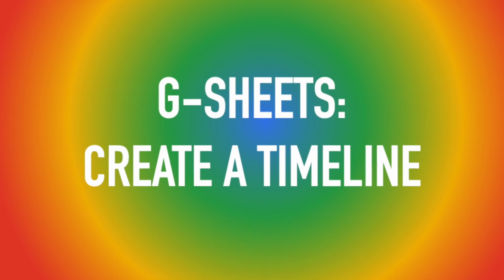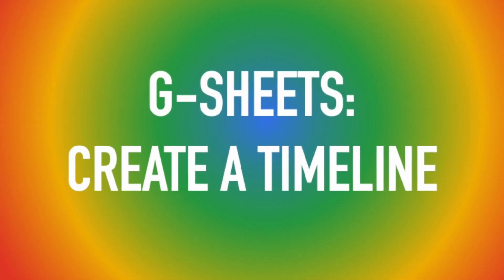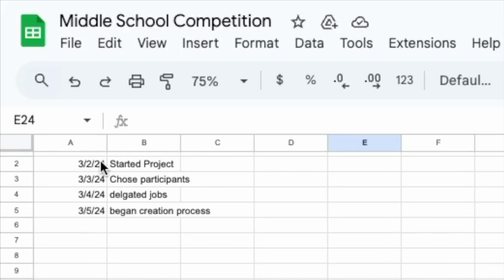Timelines are a great way to display data. Let's see if we can make one in Google Sheets. So here I've got some dates and some things that have happened.